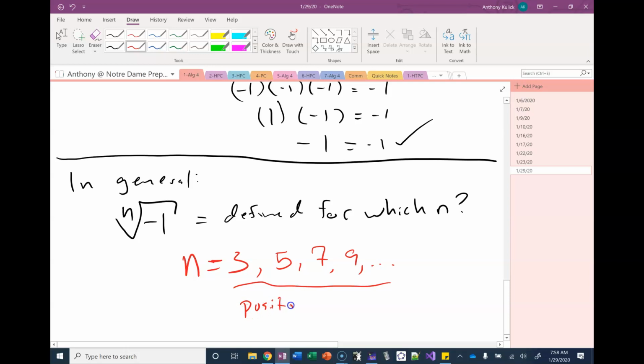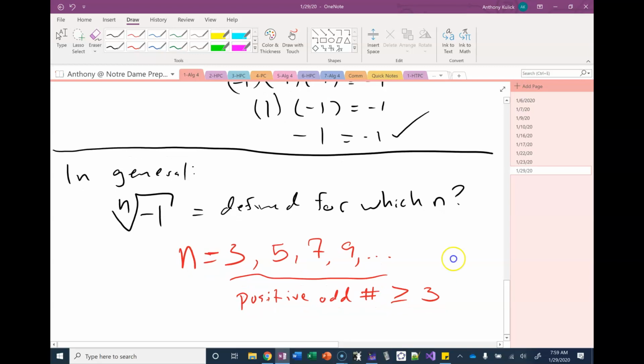Positive odd numbers greater than or equal to 3, right? So 3, 5, 7, 11, 13, 15, 17. All of the odd roots we can take on a negative.